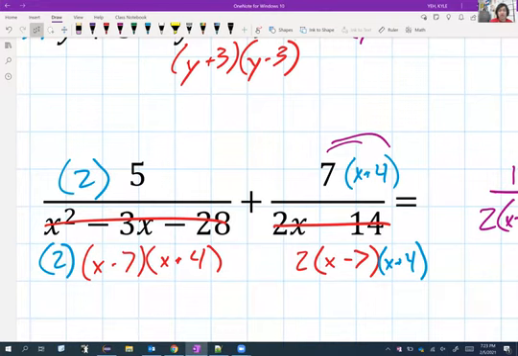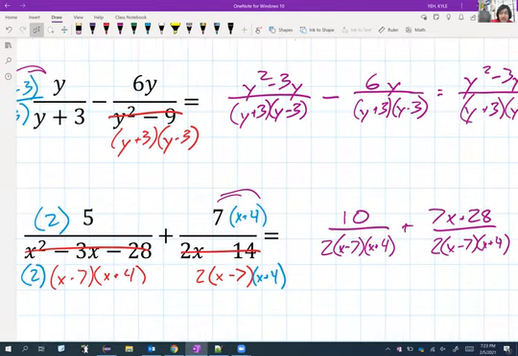All right, walking through my work on the screen here. In red was my original problem, what I started with. I factored the left denominator into x minus 7, x plus 4. I factored the right denominator into 2 times x minus 7. I just pulled out a 2. Then I said, what do I need to multiply these rational expressions by to make them have a common denominator? The left-hand one was missing a 2. It had the x minus 7, x plus 4. I needed to multiply by 2 over 2. The right-hand rational expression was missing the x plus 4. I needed to multiply by x plus 4 over x plus 4.